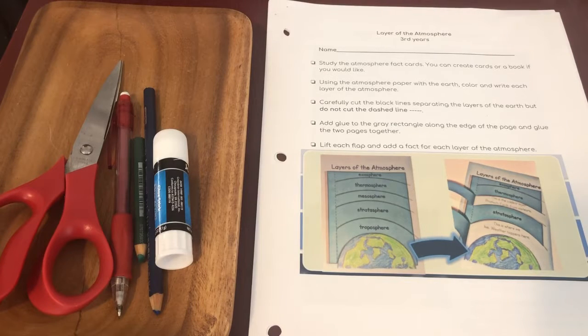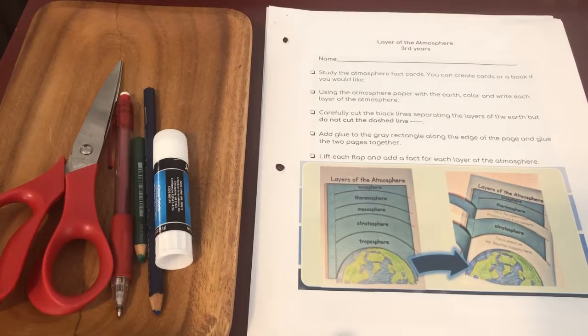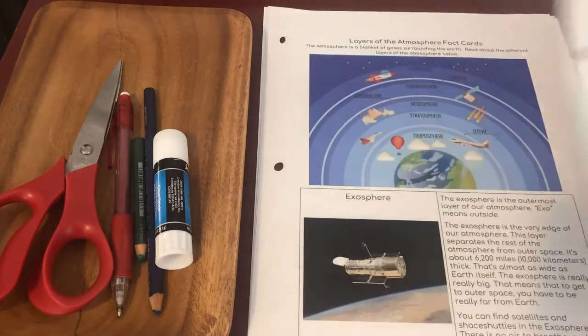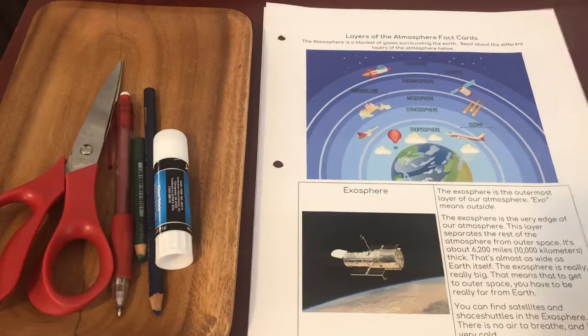You have just received your lesson on the layers of the atmosphere, and now we're going to take a look at your work packet. The first thing that you're going to find are some atmosphere cards. You will have a picture and an information card for each layer of the atmosphere.